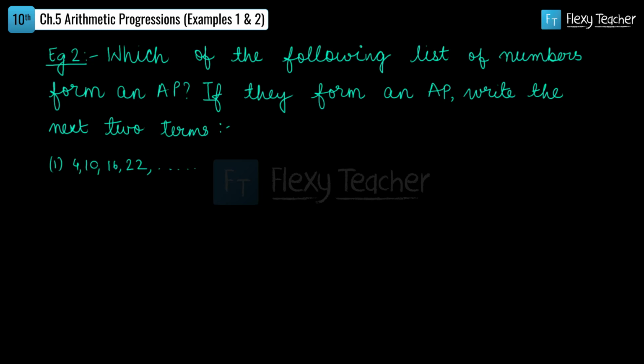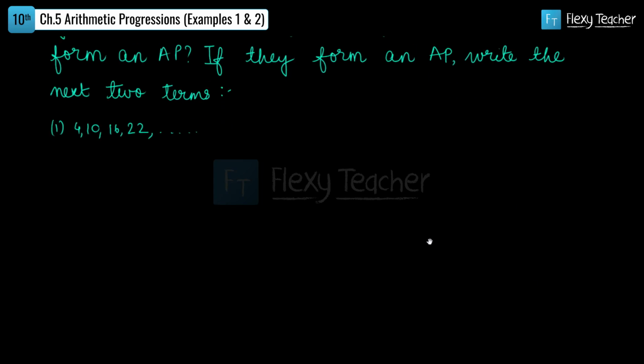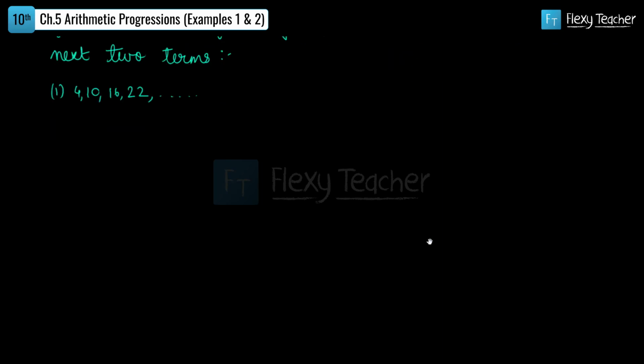Example number 2. Which of the following lists of numbers form an arithmetic progression? If they form an arithmetic progression, write the next two terms. The first sequence, the series of terms we have, is 4, 10, 16, 22. This is A1, this is A2, this is A3, this is A4.